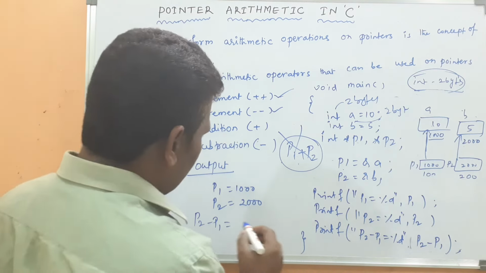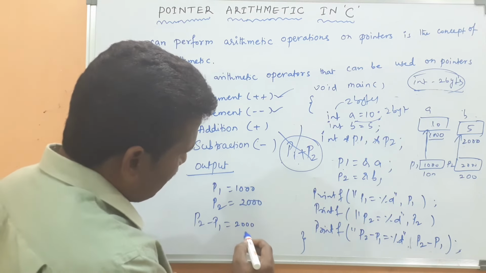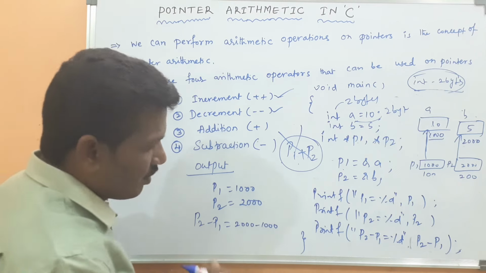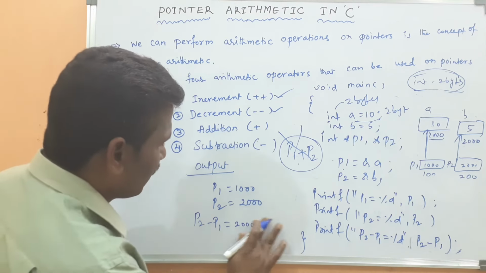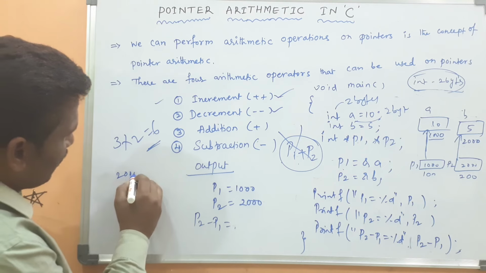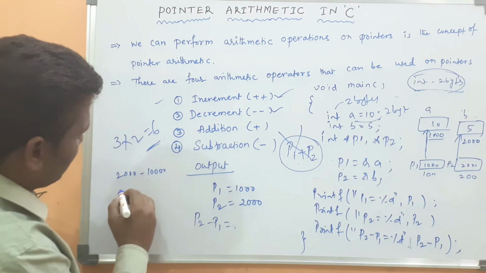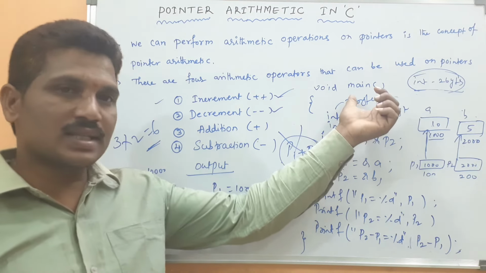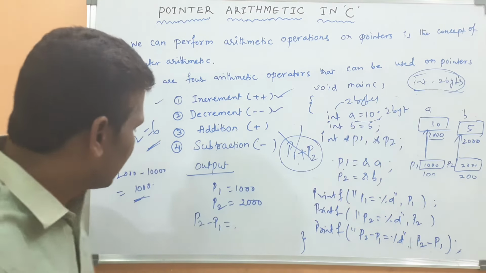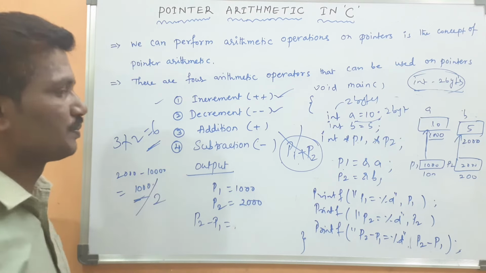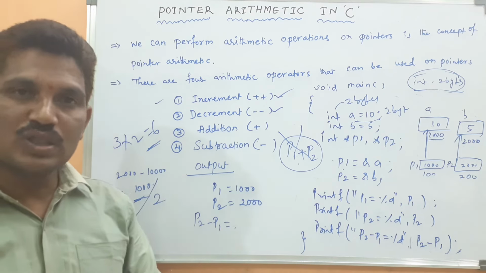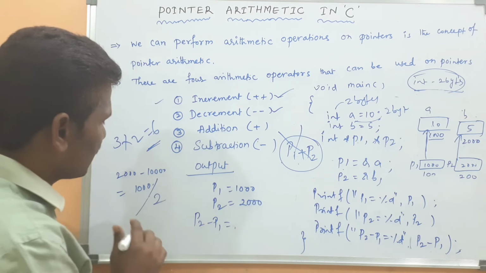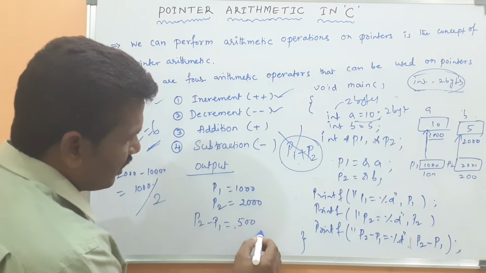Then 2000 minus 1000. Okay, what is the value? Here 2000 minus 1000. What is the answer? 1000. How many bytes? Integer is 2 bytes. Then 1000 by 2. 1000 by 2 means what? 500 is the answer.